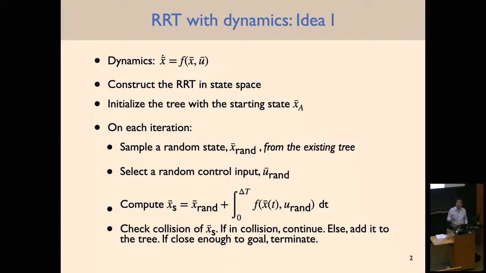So yeah, this has a different structure from the RRT algorithm. Right, so we're doing things in a different way. We're like randomly sampling points in the tree, randomly selecting control inputs, and then growing the tree that way.